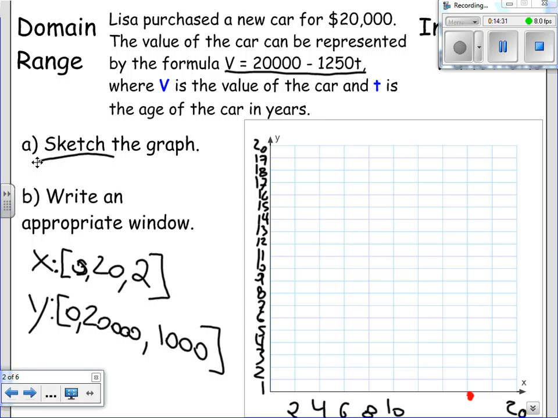Doesn't that kind of make sense? You read the question, could you not have just plugged that in already on your own? Common sense? When she bought the car, what was it worth? 20,000. That's at time equals 0. So you got one up here.